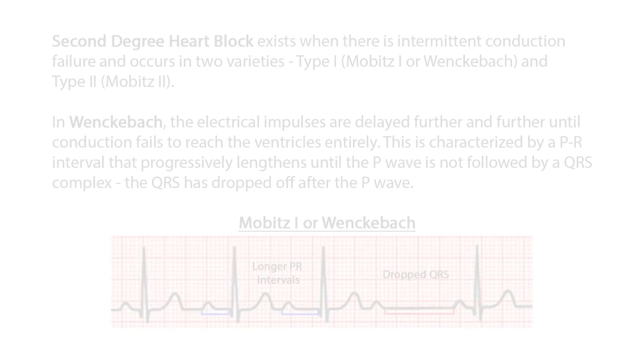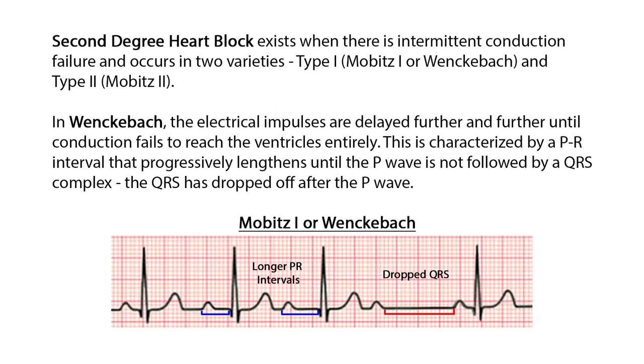Second degree AV block occurs when there is intermittent conduction failure and can be broken down into two categories: type 1, also known as Mobitz I or Wenckebach, and type 2, also known as Mobitz II. In Mobitz I or Wenckebach, the electrical impulses are delayed further and further until conduction fails to reach the ventricles entirely. Malfunctioning AV node cells progressively fatigue until they fail to conduct an impulse.